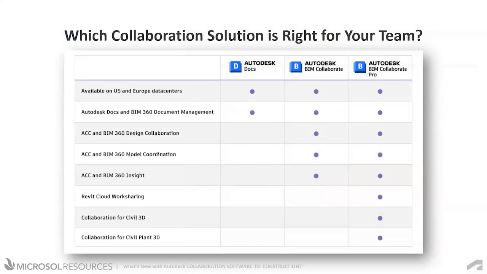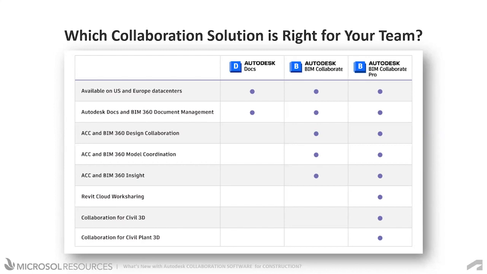So you might ask yourself, which collaboration solution is right for your team? Well, choosing the right platform depends on the specific needs of your project and your team. Here is a brief overview of each product and their key features to help you determine which one may be right for you. Autodesk Docs provides a centralized platform for project teams to store, manage, and share project documentation. Some of the key features are version control, collaboration workflows, mobile app access, and document analytics and reporting.